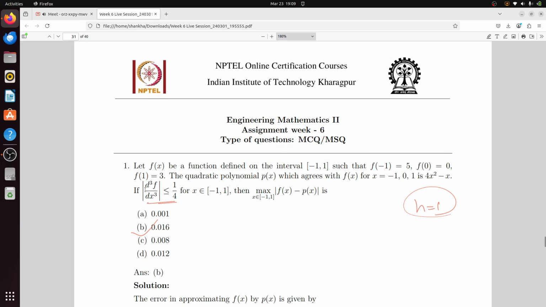Next, let f(x) be a function. This is probably from 2 years ago, so we will discuss it. Let f(x) be a function defined on the interval -1 to 1 such that f(-1) is 5, f(0) equal to 0, f(1) equal to 3. The quadratic polynomial p(x) which agrees with f(x) at -1, 0, 1 is 4x square minus x. If the third derivative of f is less than or equal to 1 by 4 for x belonging to -1 to 1, then find the max of the error. That means you need to calculate just the error, right?